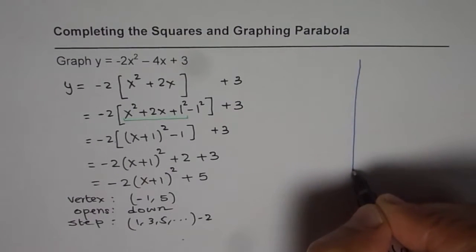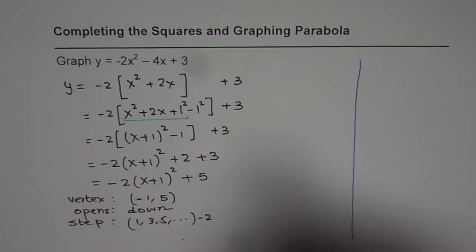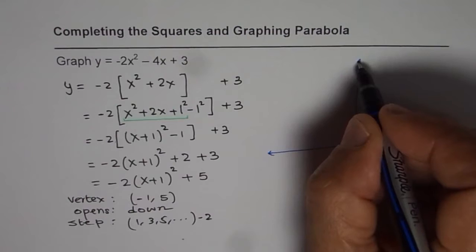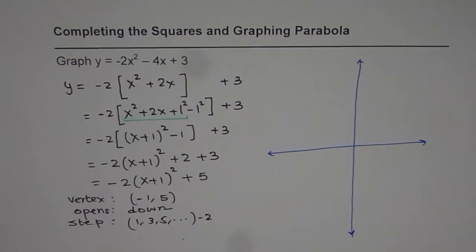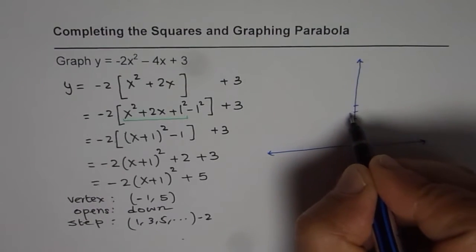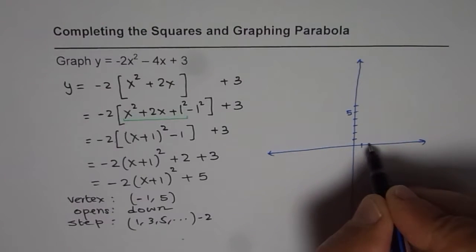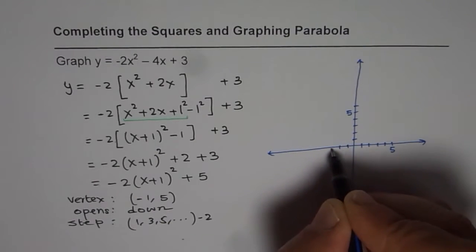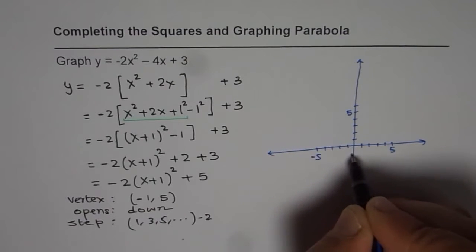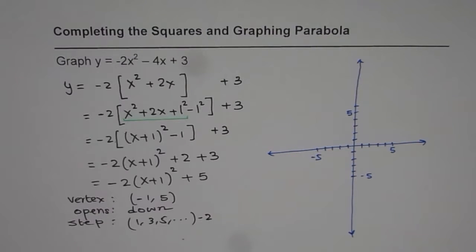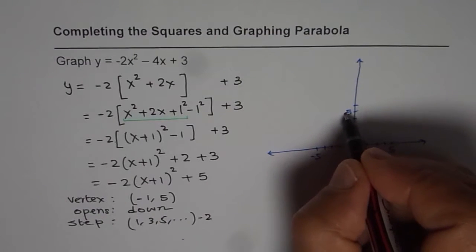Now let me make coordinate axis here, since the parabola is opening downwards from 5. So what I will do here is that, let's say that is our axis. Now let us mark units. Let's say 1, 2, 3, 4, 5, 6. So this is 5 for us. 1, 2, 3, 4, 5, minus 5, right? So the vertex is at minus 1, 5. That means minus 1 and 5. So the vertex is right there.